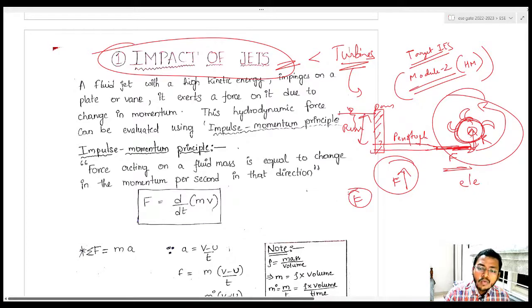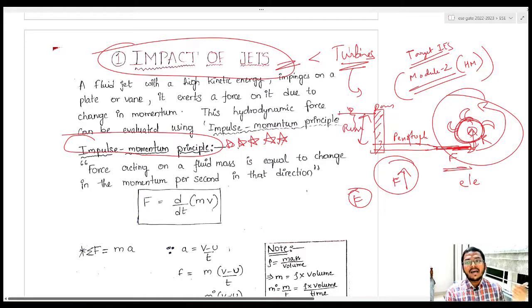We have one principle which is called the impulse momentum principle. Give it 5 stars. This can be asked as a 1 mark bit in state PSC exams: how to get the force being exerted on turbines. What is the principle? There will be 4 principles given. You have to take the right principle, which will be the impulse momentum principle. This principle says the force acting on a fluid mass is equal to the change in momentum per second in that direction. In simple language, force is equal to change in momentum per second.